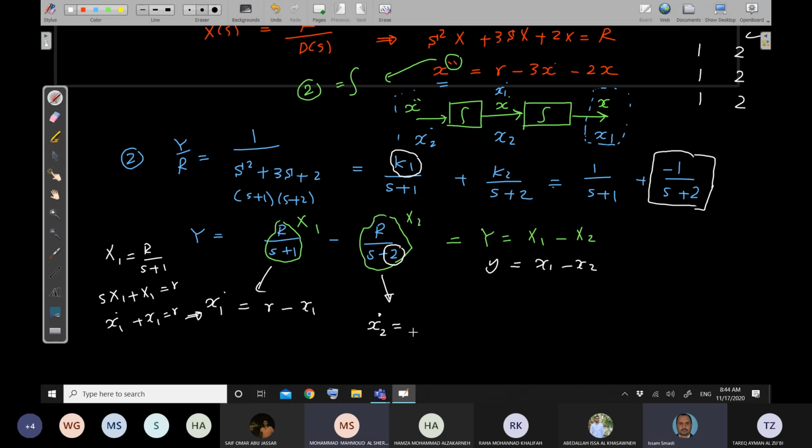Okay, Mohamed Mahmoud. Yeah. So can you help me with this one? x2 dot equal to what? r, maybe this one is not hidden, so this is plus 2.